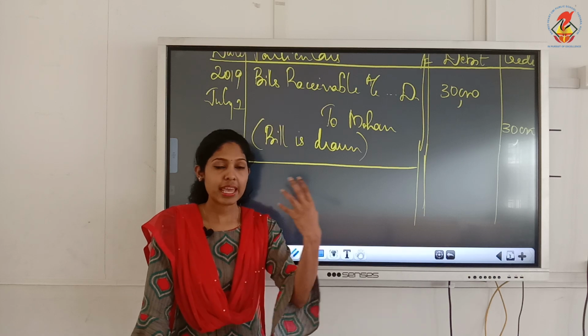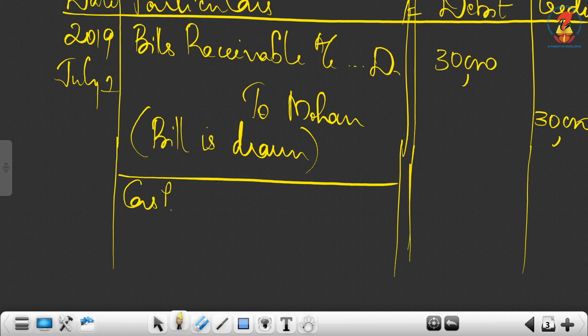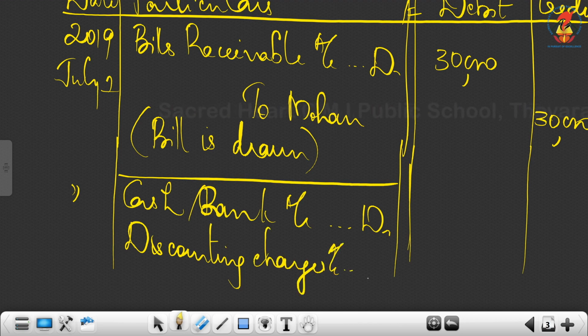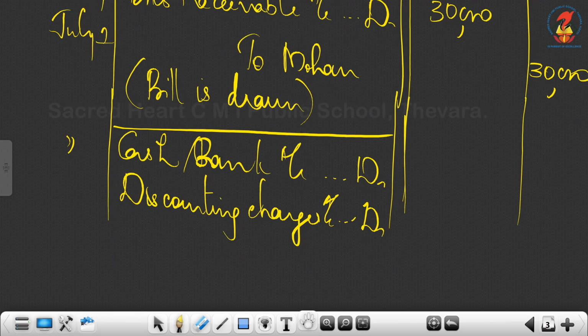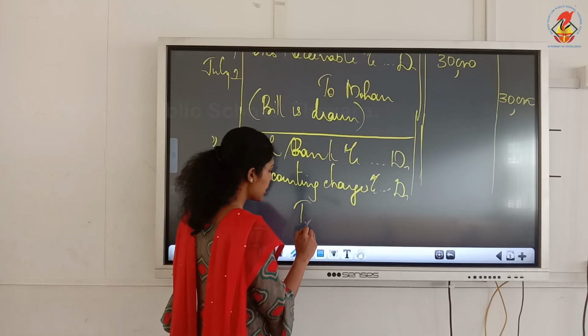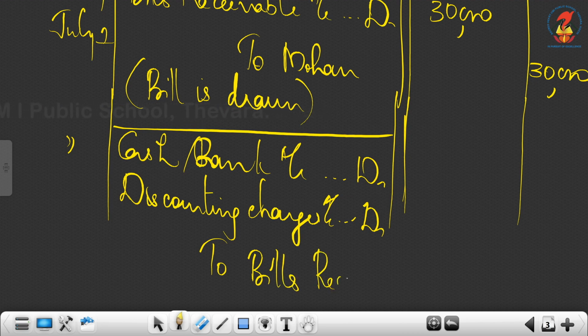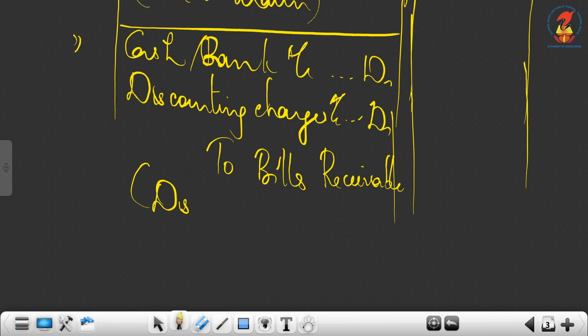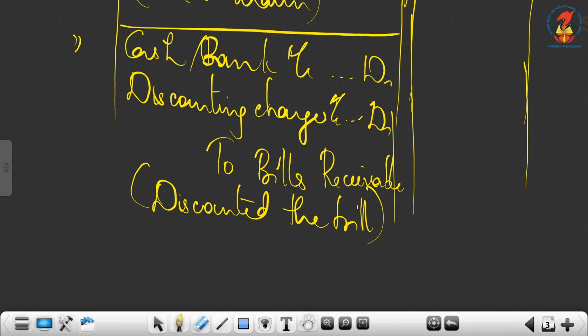So what we are getting is directly from the bank, and that time what we have to write is cash or bank account debit. You can write the same date, cash or bank account debit, discounting charges account debit. It's an expense for us, so we are debiting it. To, we can cancel this bills receivable because that is given to the bank, so that we are cancelling. Okay, we don't have that bill with us, it's given to the bank now, so you have to cancel it. You can just write discounted the bill or bill discounting. That's enough as narration.